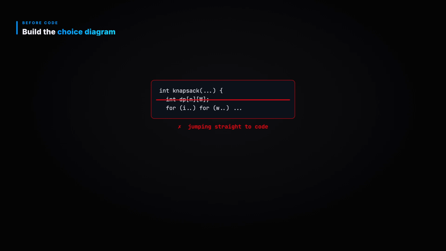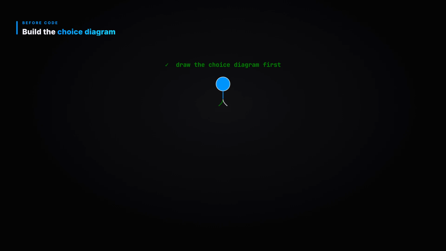Many beginners jump straight into coding. Instead, before writing a single line of code, create the choice diagram. If you understand the choices, writing the recursive function becomes almost mechanical. Let us think about one item. Suppose we are currently looking at an item with weight W. What possibilities do we have?